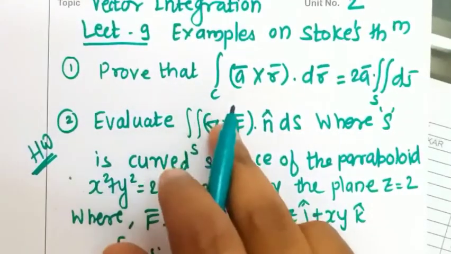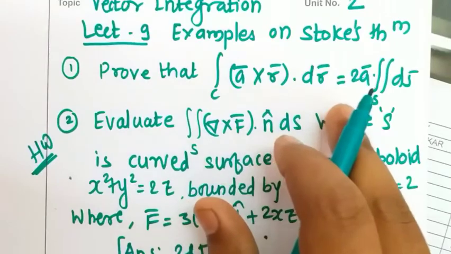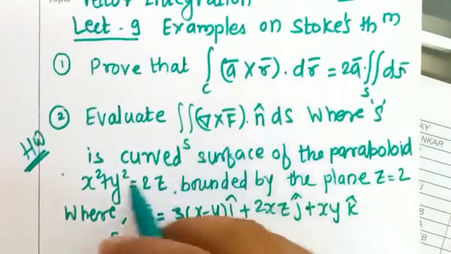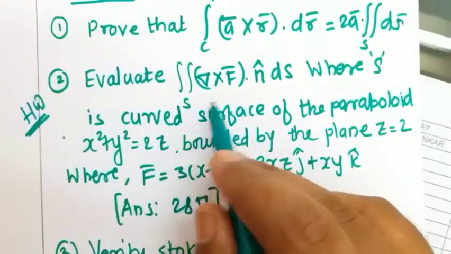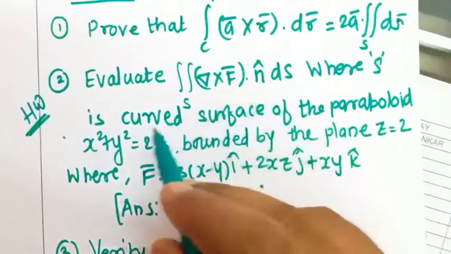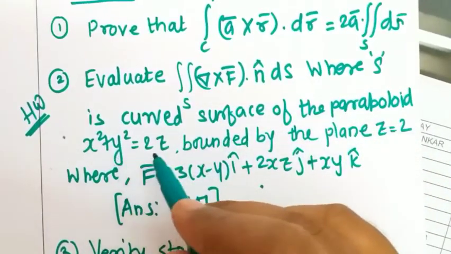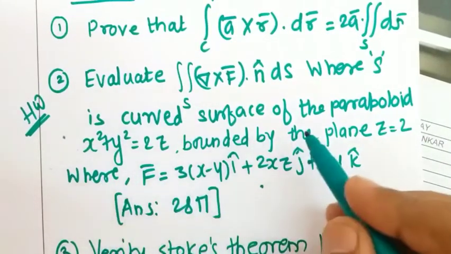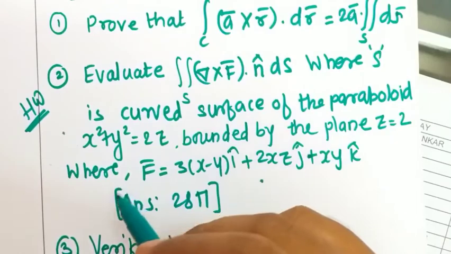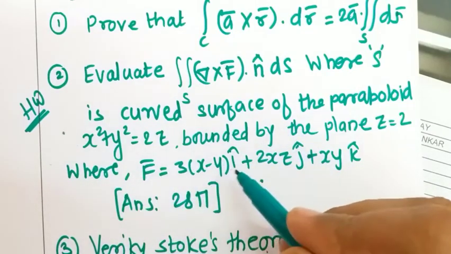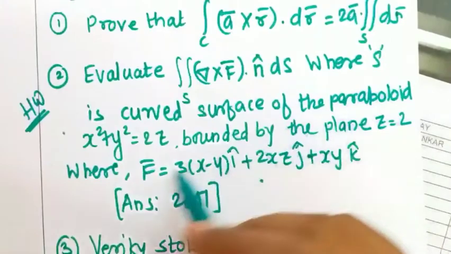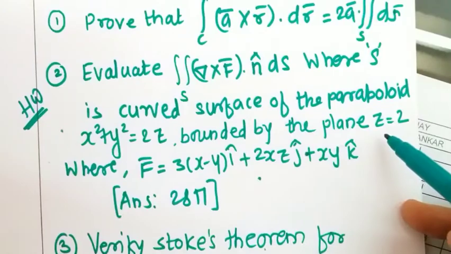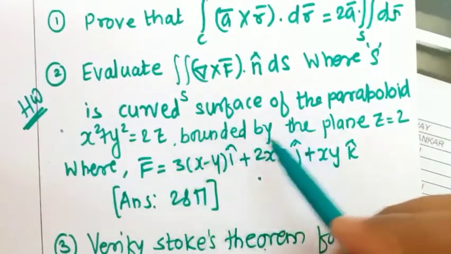Prove that the integral over C of a bar cross r bar dot dr bar equals 2a bar dot double integral over S of ds bar. Then evaluate the double integral over S of del cross f bar dot n cap ds, where S is the curved surface of the paraboloid x square plus y square equal to 2z bounded by the plane z equal to 2, where f bar equals this vector function. One example of paraboloid we have done already, where the plane is x equal to 0; here the plane is z equal to 2. So accordingly you do the changes.